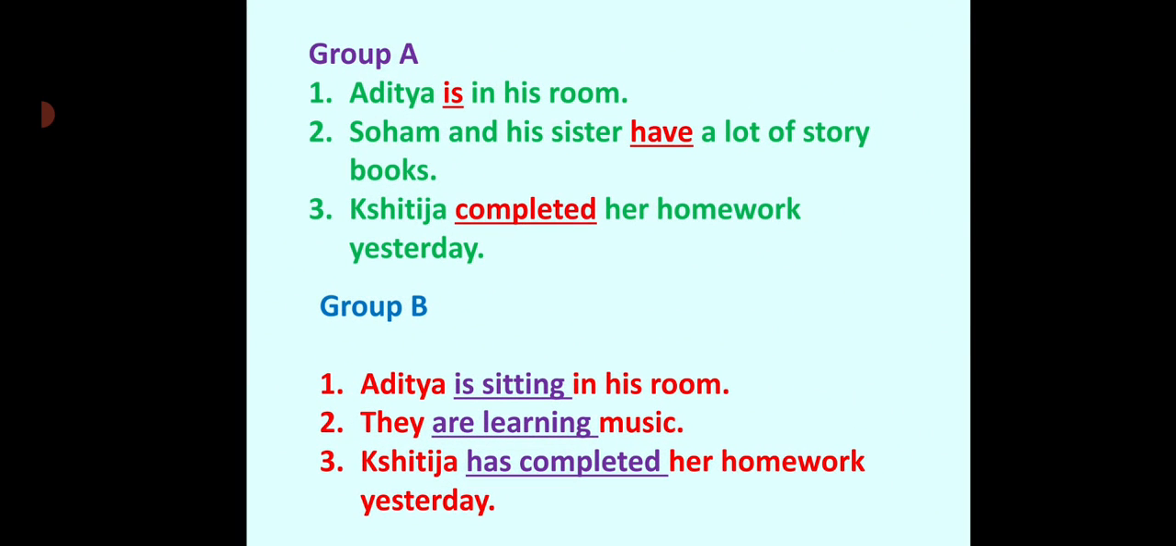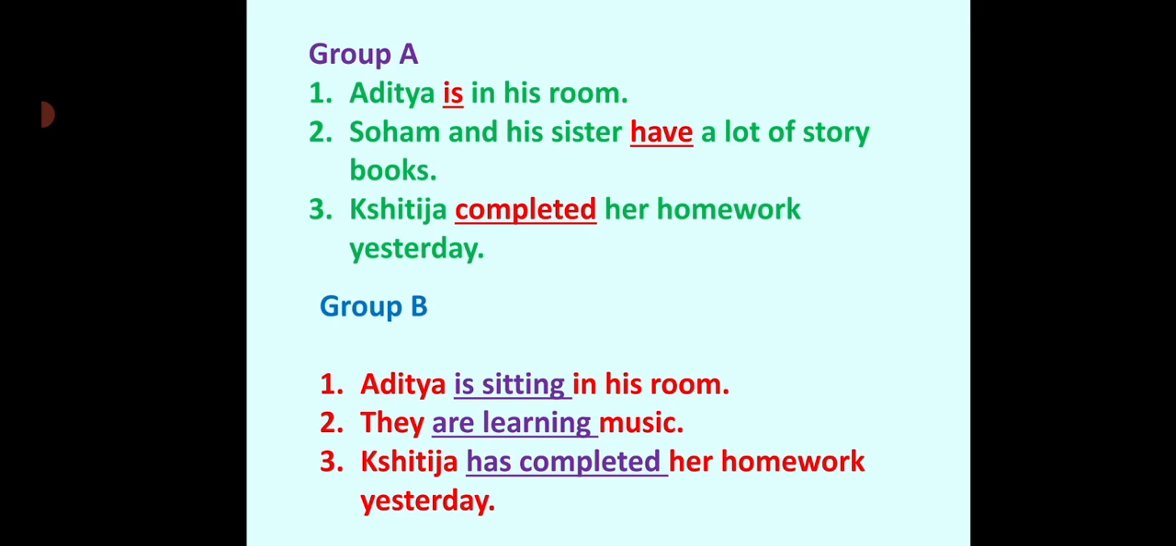Let us look into the difference between Group A and Group B sentences. Group A: Aditya is in his room. Soham and his sister have a lot of storybooks. Kshitija completed her homework yesterday. Group B: Aditya is sitting in his room. They are learning music. Kshitija has completed her homework. My students, if you look at both sections, what do you understand? What did you find as the difference between Group A and Group B?